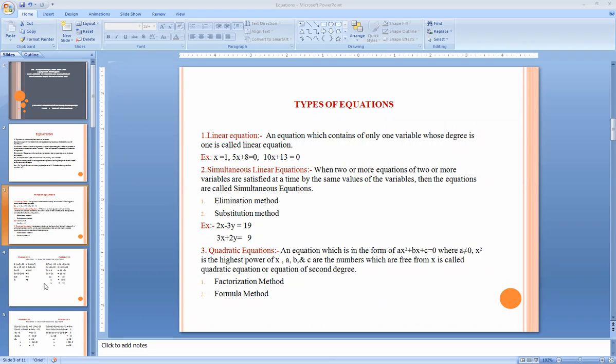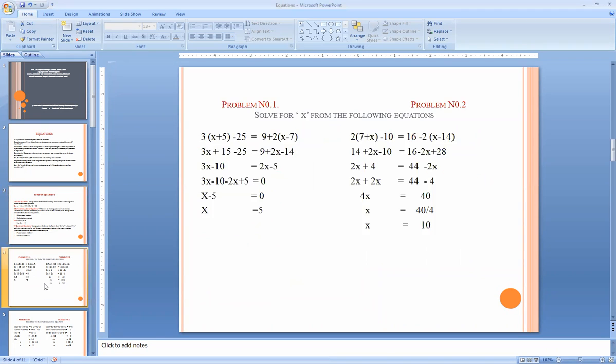Let us go for the first type, that is linear equations. How to calculate the linear equations. Now see this question here. Here we have written two questions. They may ask for two problems here. So this is problem number 1, the left side, and on the right side we have given problem number 2. So the question will be: solve for x from the following equation.